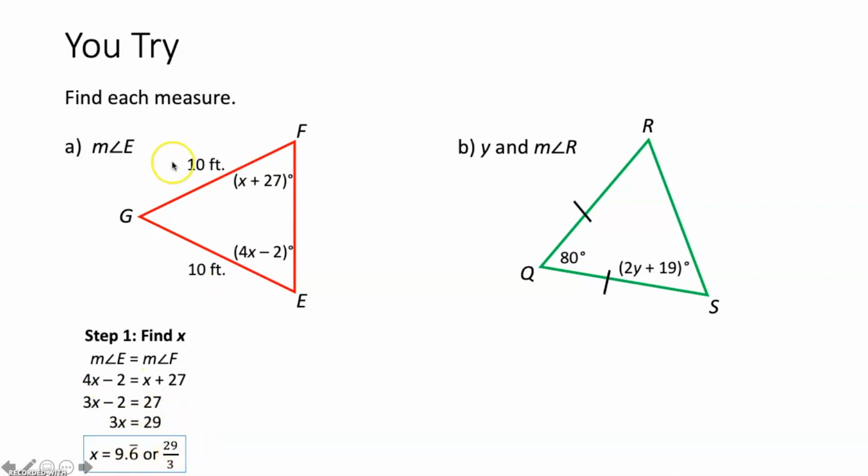I then need to find the measure of angle E. So the measure of angle E we know is 4x minus 2. I just found x. It's 29 thirds. So I take 29 thirds, plug it in for x here, and I simplify to get the measure of angle E. Well, how do I multiply these two together?